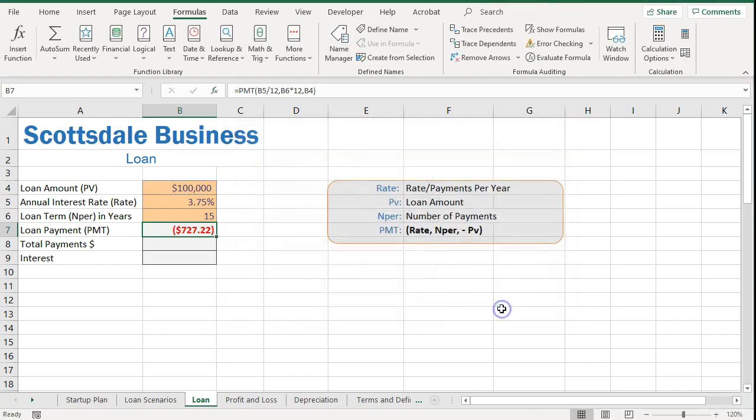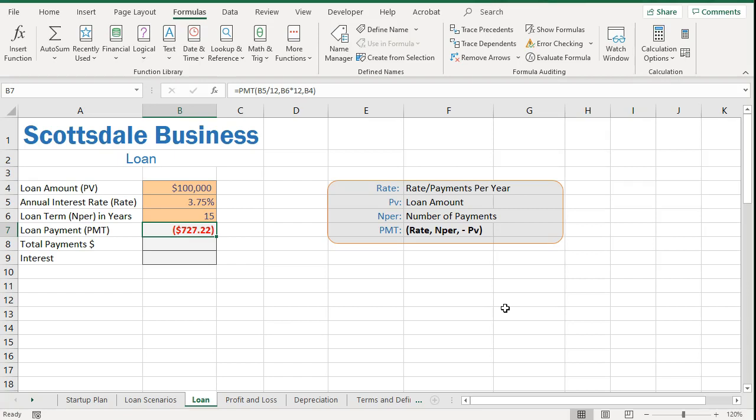Click OK. Notice the payment $727.22 has parentheses and the text is red. This is because it is a negative number and will be a payment which is negative out of the bank account. $727.22 includes the principal and interest.